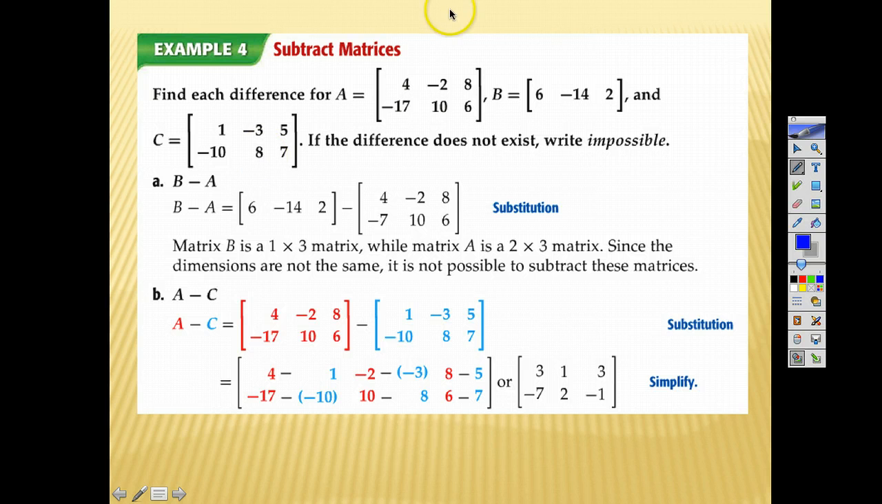A minus C. Here we have a 2 by 3 and a 2 by 3. So yes, that's possible. Let's go ahead and do A minus C.